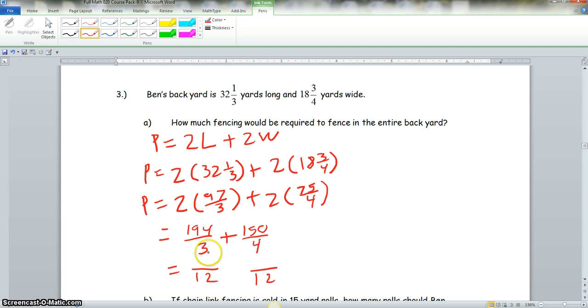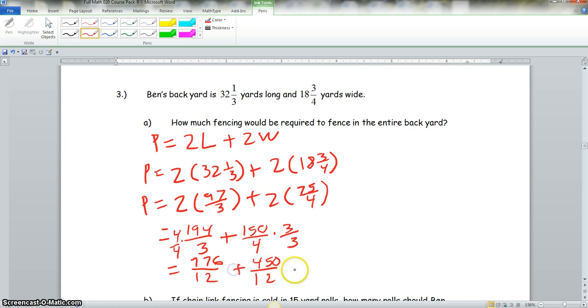Now, 12 divided by 3 gives us 4, so we multiply numerator and denominator by 4. 12 divided by 4 is 3. Multiply numerator and denominator by 3. And this would give us, let's see, 4 times 194, which is 776. And then 3 times 150 is 450.